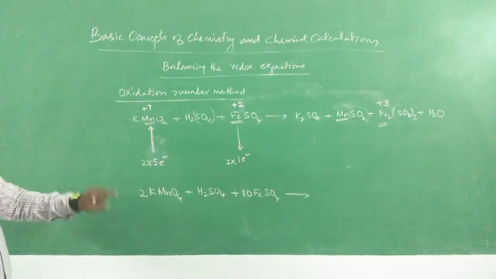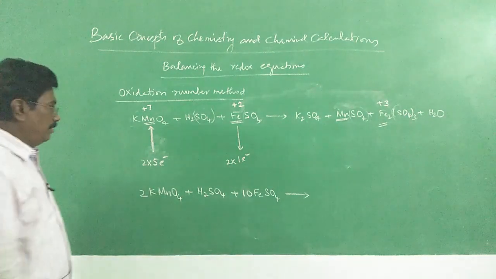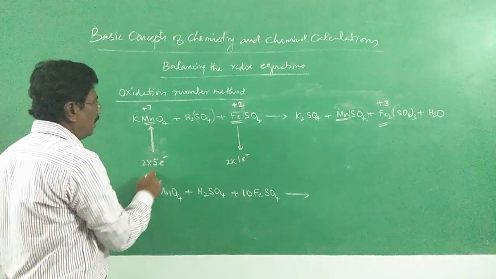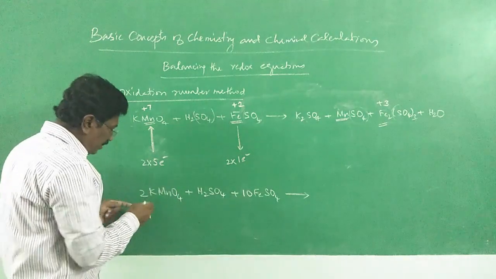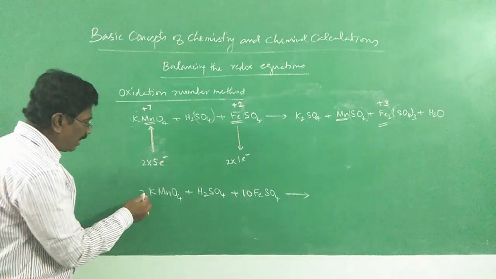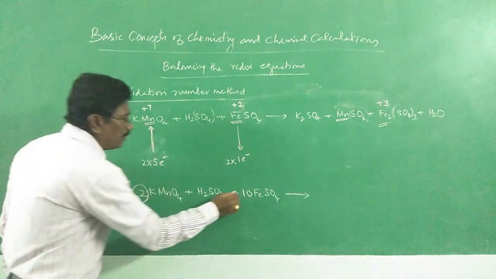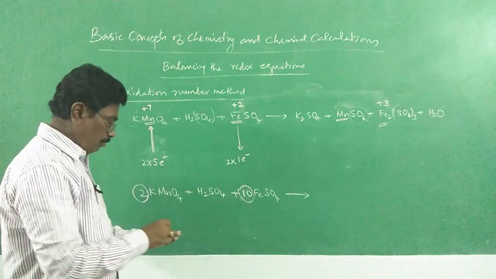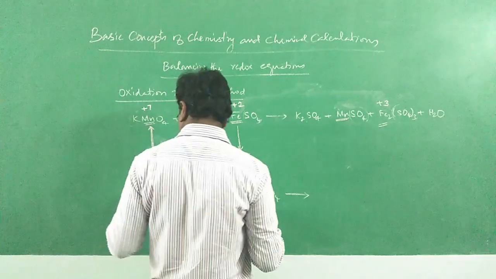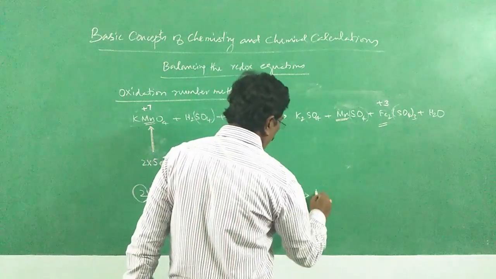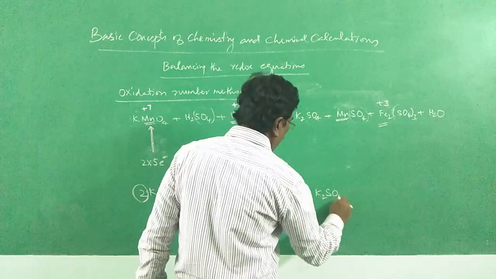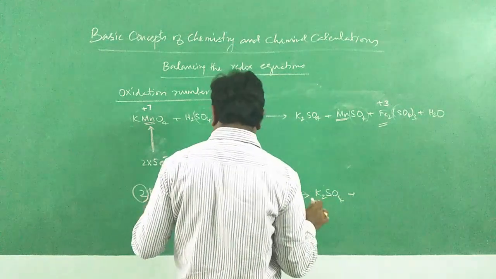Now, based upon this number, we have to balance the rest. We have cross multiplied 2 here, 10 here. Based upon this number, this number should be maintained constant. Keeping this number, we are going to balance everything. How? 2K and therefore K2SO4. Yes, 2K. 2 potassium, 2 potassium.